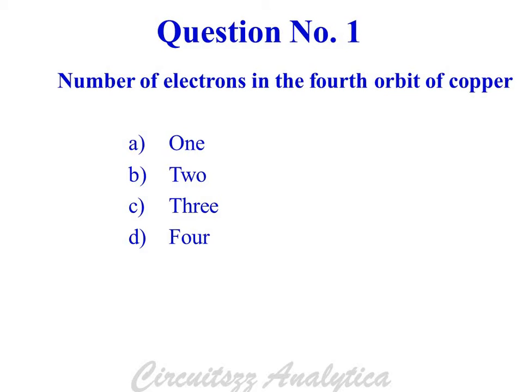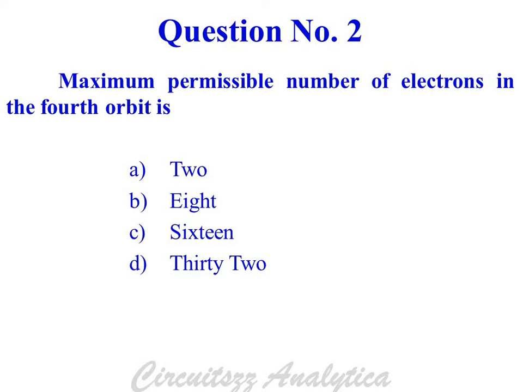Number of electrons in the fourth orbit of copper is 1. Maximum permissible number of electrons in the fourth orbit of an atom is 32.